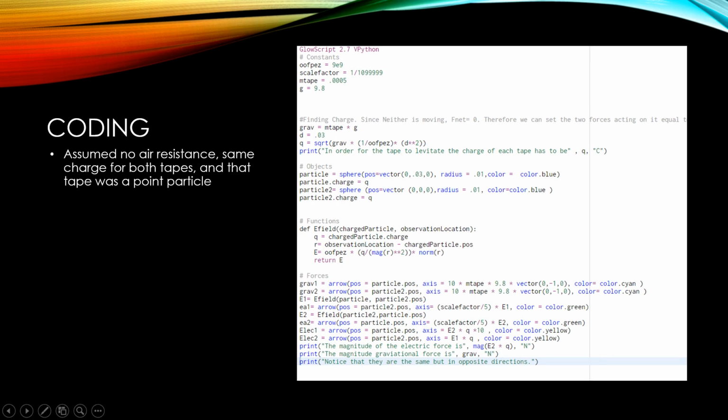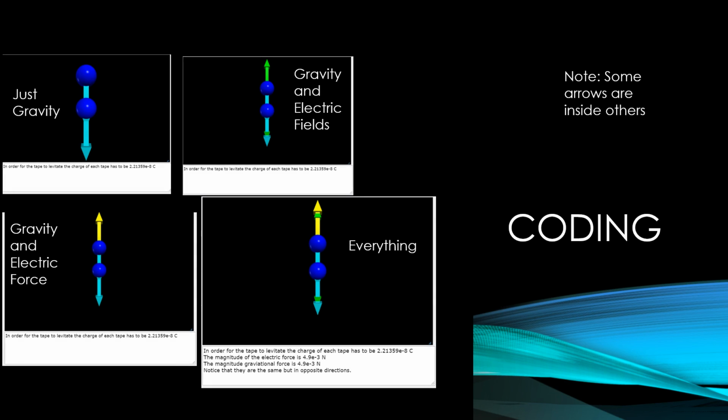For the coding portion, I basically just made a diagram in GlowScript of the forces acting on the two pieces of charged tape, and some of the assumptions we have here is that there's no air resistance, that the two tapes have the exact same charge, and that the tape can be treated as a point particle. When we actually run the code and get the different diagrams that I have created, we get exactly what we expect. In the first picture, we have just gravity pointing down for both items, and in the second picture, we have gravity and the electric fields, which we expect to be in opposite directions of each other, since the force that's going to be exerted on them should be opposite of each other since they are like charges.